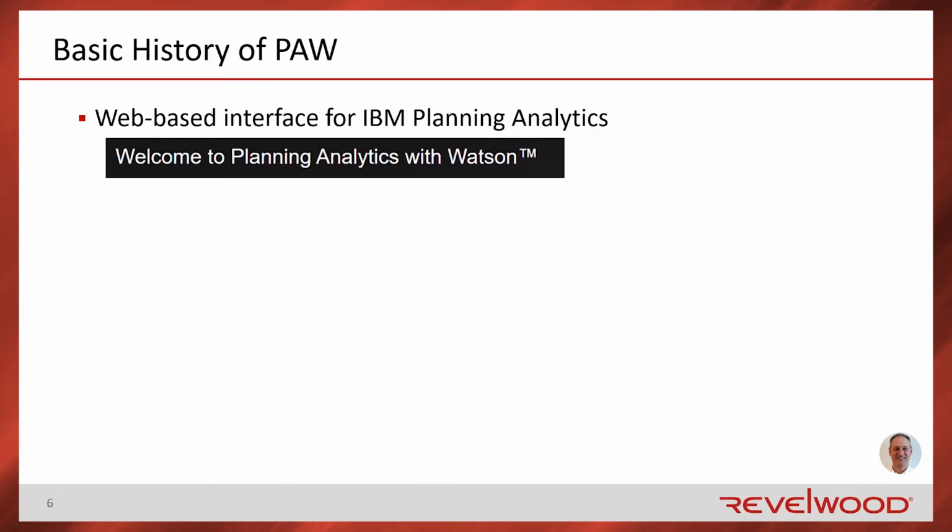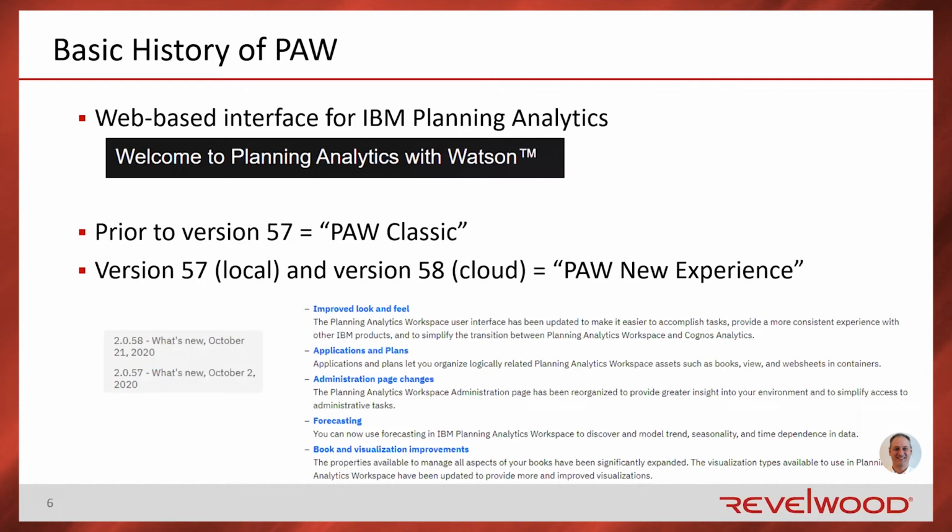You're going to hear both in today's presentation and you're going to hear throughout the community. You're going to hear something called PAW Classic, and you're going to hear about something called PAW New Experience. Really what that is, is versioning. So prior to version 57, PAW had a certain look and feel, and that's what we call PAW Classic.